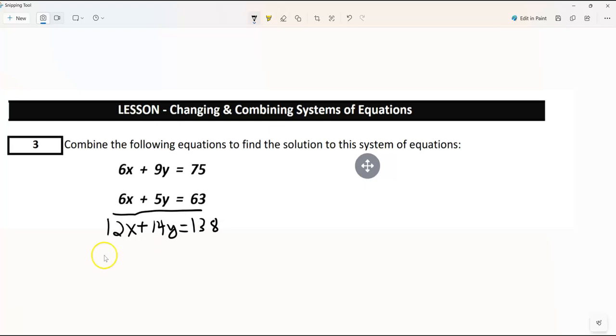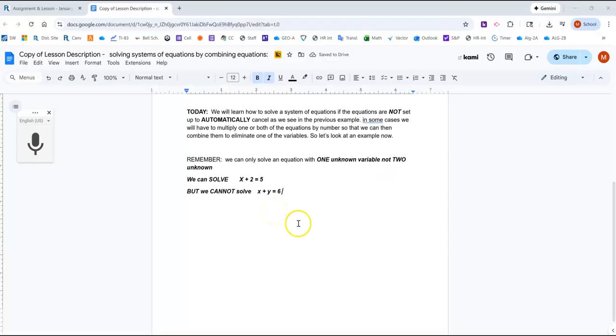Now here's the problem. When you have two variables, we cannot solve for either one. We've created a third equation by combining them, but we need an equation with one unknown variable. For those of you who would like a translation, I'm going to let you read that real quick. Please be sure to read this, especially if you need to translate it.